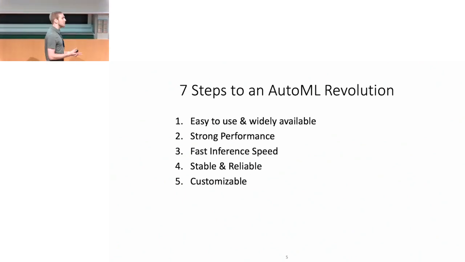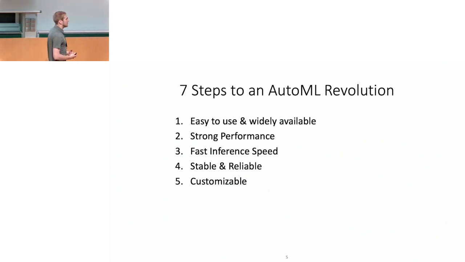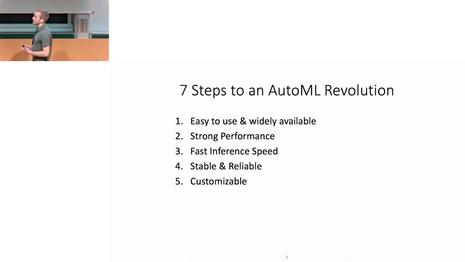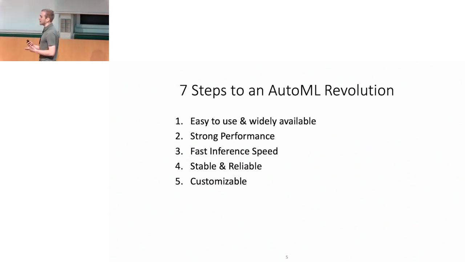Next up, customizable. It can't just be this one fixed thing that always does the exact same thing. That's nice and all if it works well, but at a certain level, you're going to want to have some customization options. For example, maybe you have an in-house model that works really well, and so you want to incorporate that within the AutoML system and tune that model, or basically ensemble that model with other things.